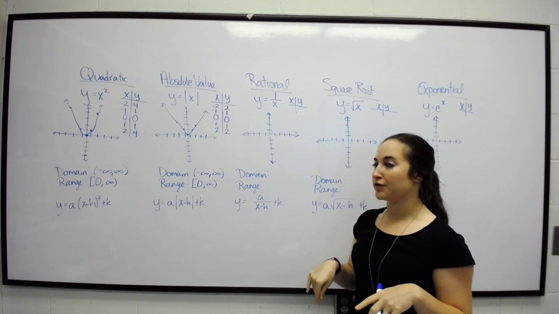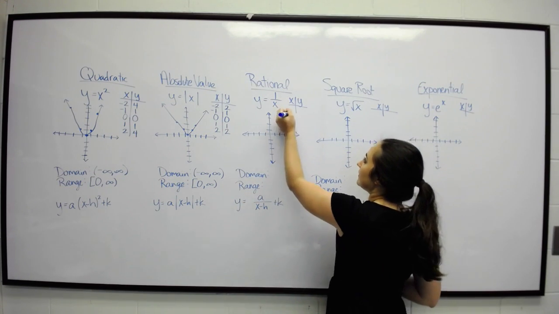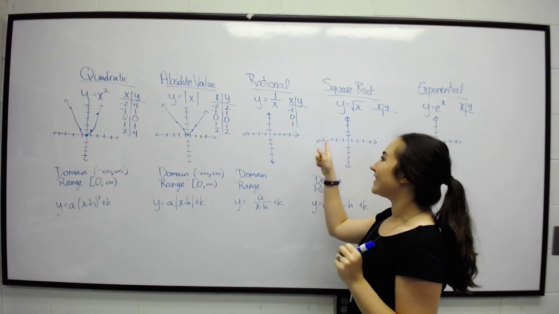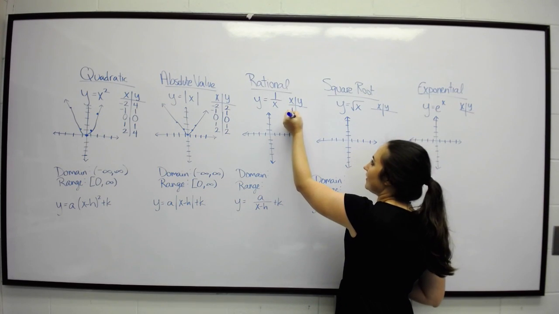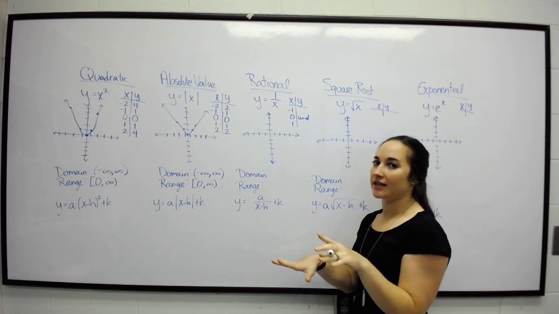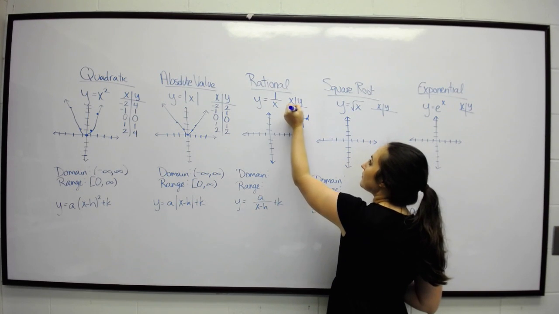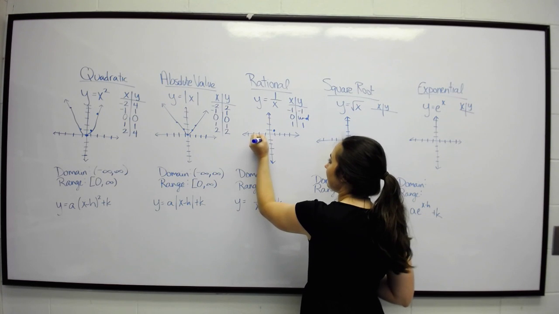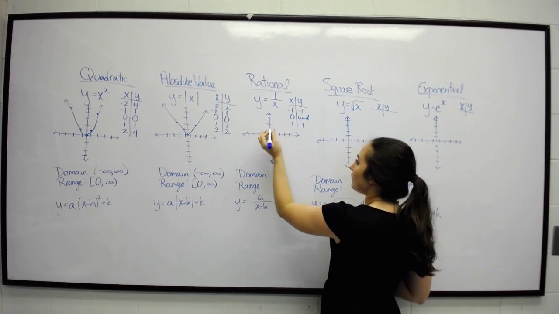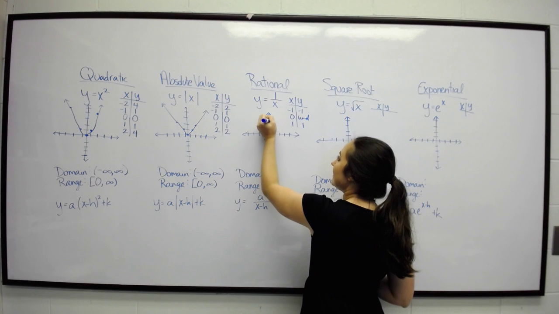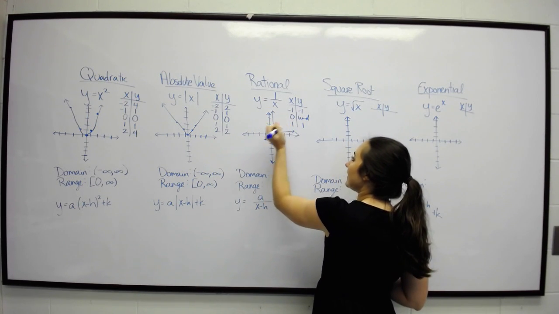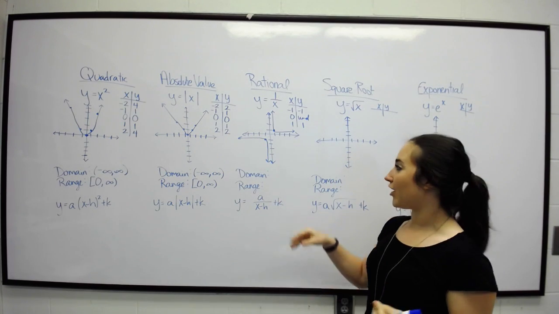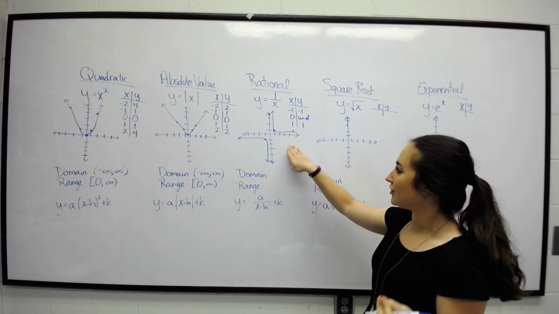Here we have a rational function. I'm going to use 0, -1, and 1 to help me out here. If I plug in 0, I'm going to get 1 over 0, and that is undefined. So I'm not going to have a point there. If I plug in 1, I get 1, and -1, I get -1. So I have this, and I have this. Well, what's happening is this is approaching here, and this is approaching here. So that is our basic graph, our parent graph for a rational function.